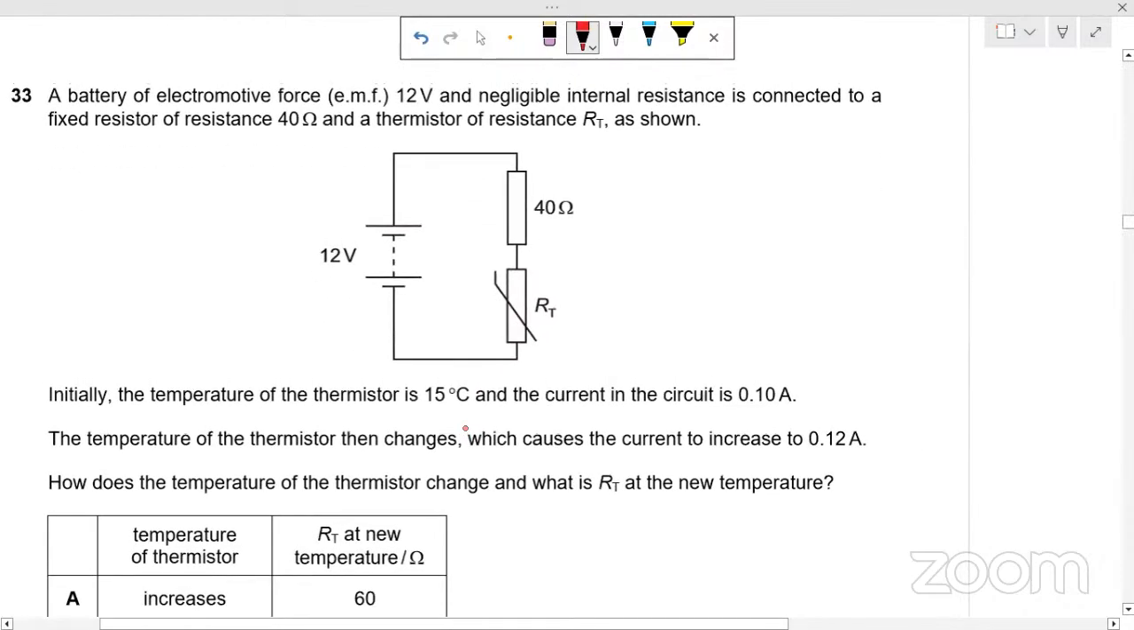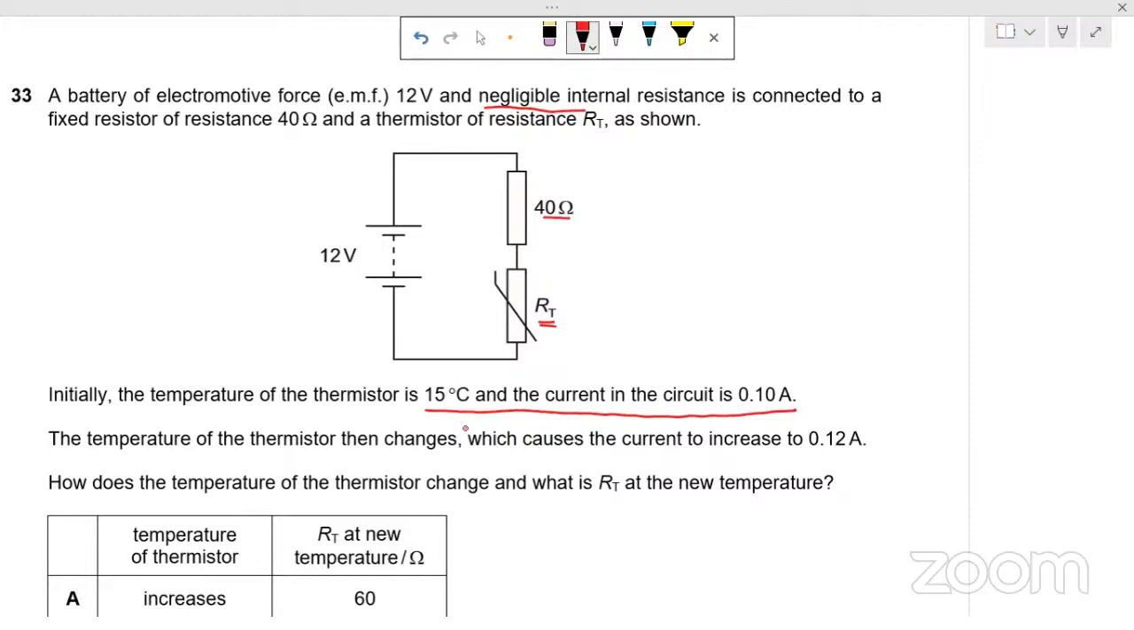A battery of EMF 12 volt and negligible internal resistance is connected to a fixed resistor and a thermistor RT. Initially, the temperature of the thermistor is 15 degrees centigrade, and the current in this circuit is 0.1 ampere. The temperature of the thermistor is then changed, which causes the current to increase. So I will ask you, has the temperature of the thermistor increased or decreased?